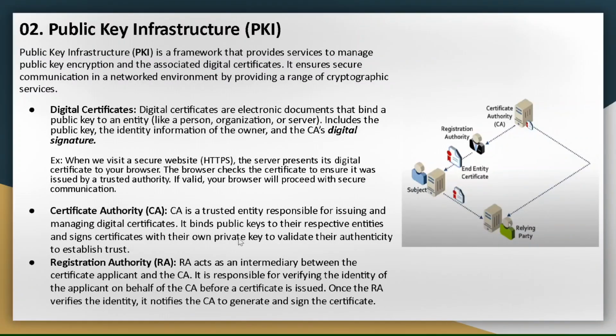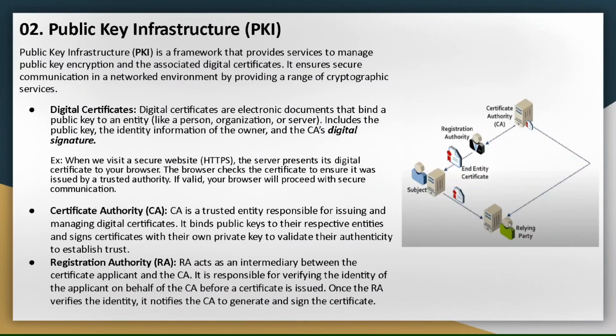The certificate authority is a trusted entity responsible for issuing and managing digital certificates. It binds public keys to their respective entities and signs the certificate with its own private key to validate its authenticity and establish trust. So the CA issues the digital certificate, the SSL certificate, which is bound to the entity's public key, and then signs the certificate using its private key to ensure the authenticity of the certificate.